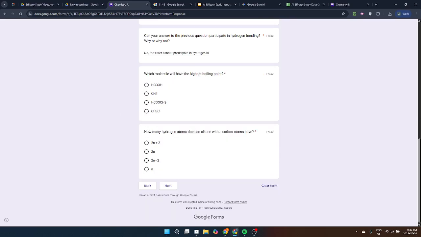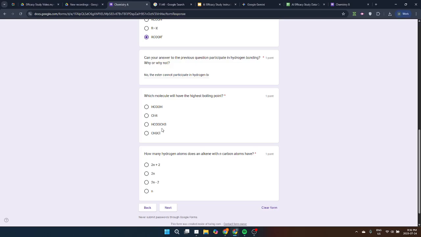Which molecule will have the highest boiling point? Okay.